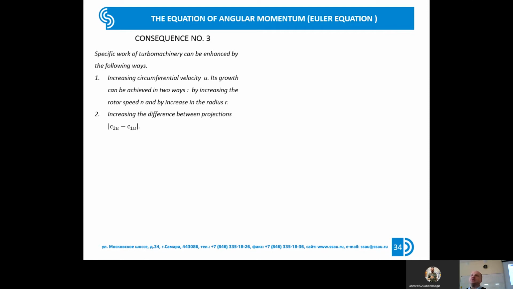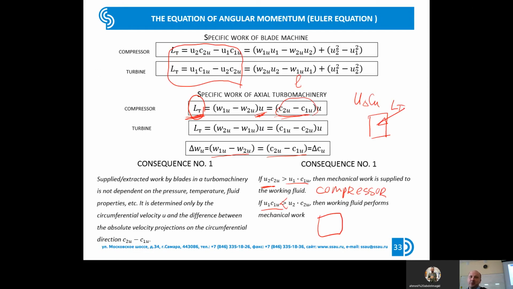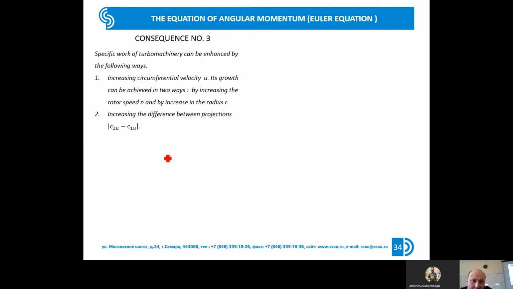So, of course, usually we want to increase specific work. Typically we want more power, more specific work. How to increase the specific work? Look into this equation. We have two ways. Okay, I will return back here. Specific work is the circumferential velocity multiplied by delta C.